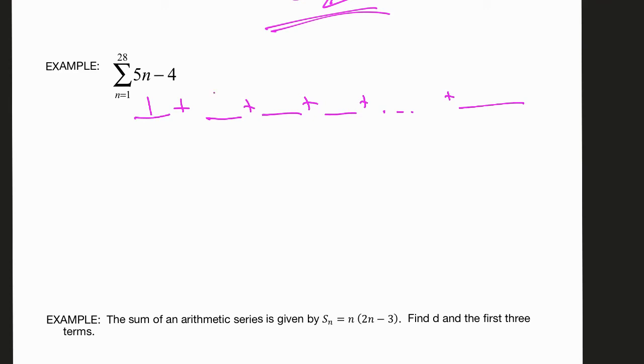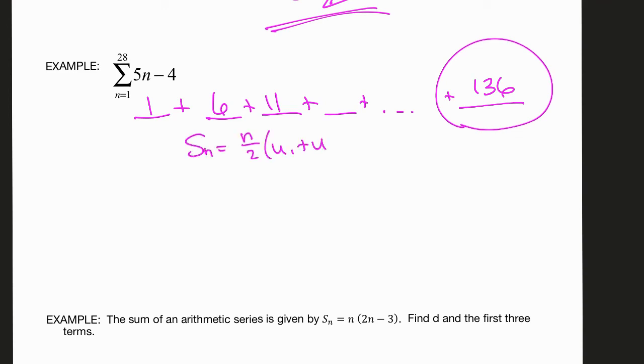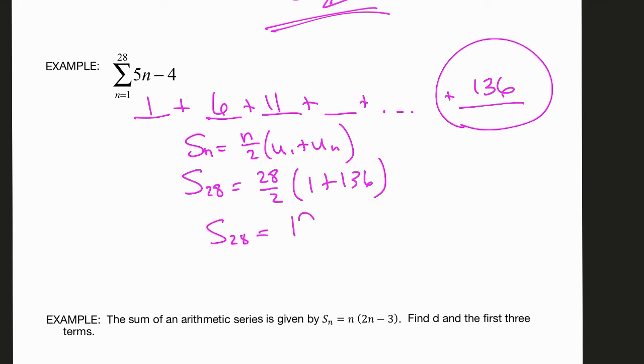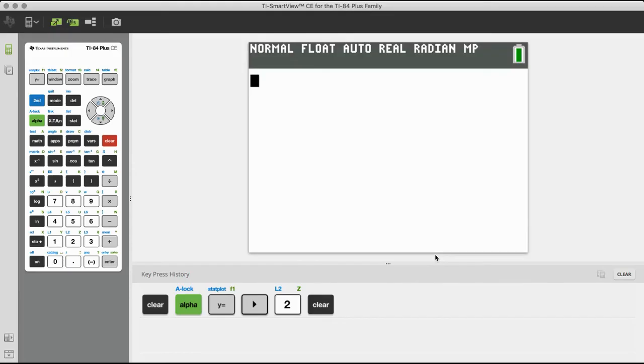If I plug in 2, I get 6. If I plug in 3, I get 11. All right, and if I plug in 28, to get this last number, I get 136. Okay, so now I can use that formula, the sum of an arithmetic sequence, u sub 1 plus u sub n. Here we go. I'm going to be finding the sum of 28 terms. 28 over 2, 1 plus 136. Breaking out the handy-dandy calculator, we get 1918.